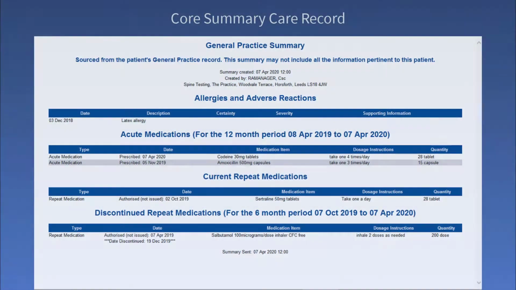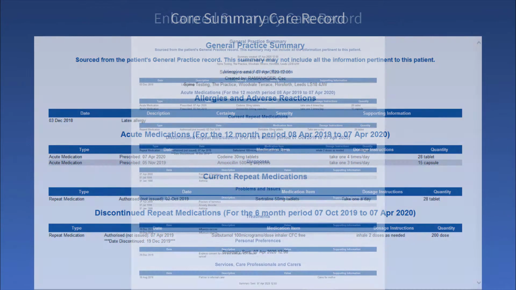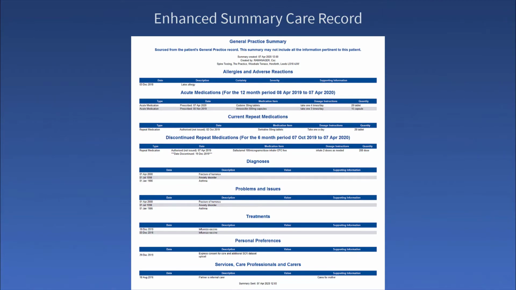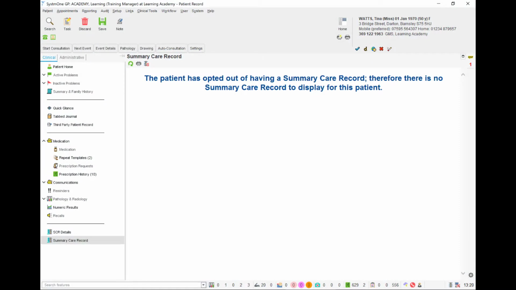The summary care record will contain key information such as demographic details, allergies and medication, but can also contain additional information with the patient's explicit consent. Summary care records are created automatically for all patients registered at GP practices in England unless the patient opts out.